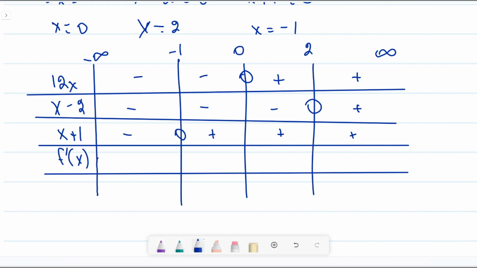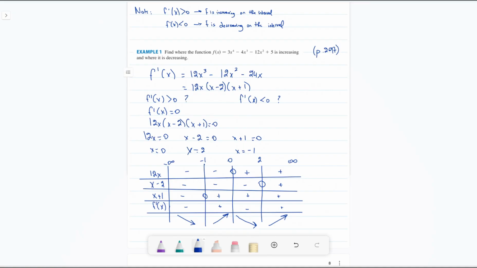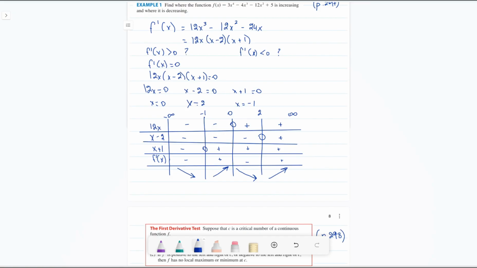Now let's look at the overall sign of f prime of x. In the first column, negative times negative times negative is negative. Here we get positive, and here we get negative, and here we get positive. Why did I do that? Because when f prime of x is negative, then the function is decreasing, and I will draw this decreasing arrow. When it's positive, the function is increasing. Here it's negative, so decreasing, and here it's positive, so increasing. So this is how I found when the function is increasing or decreasing.